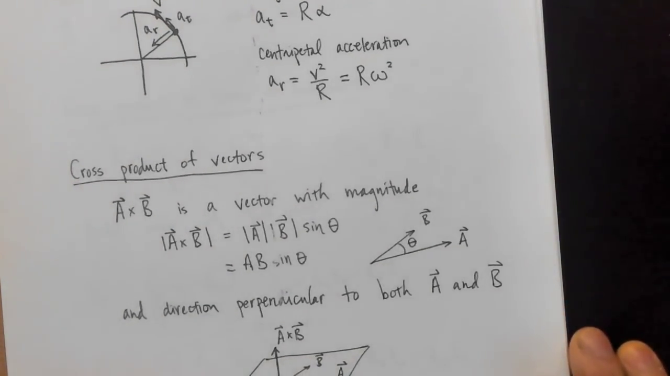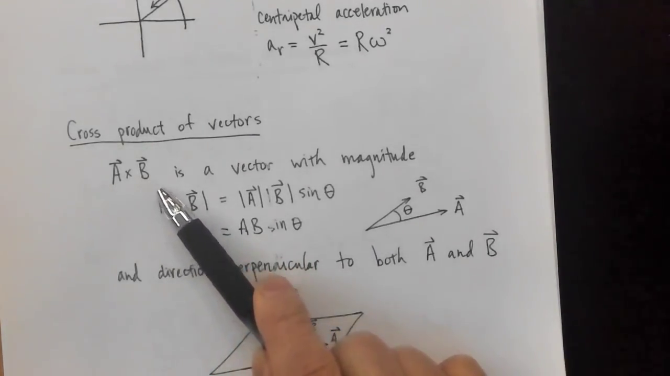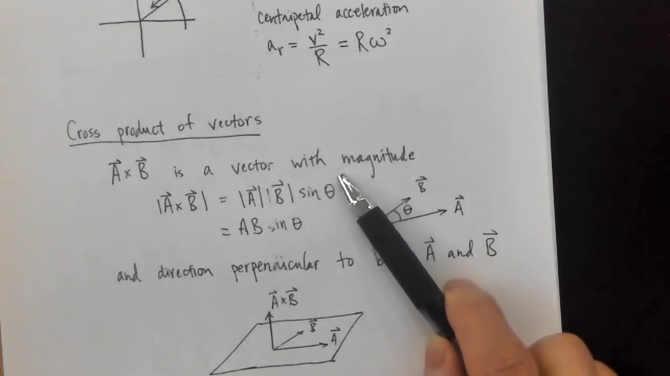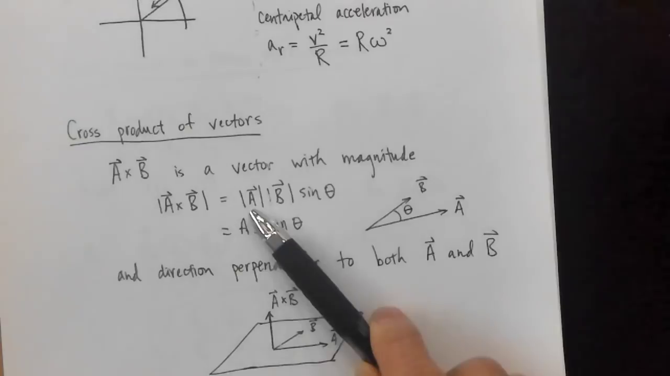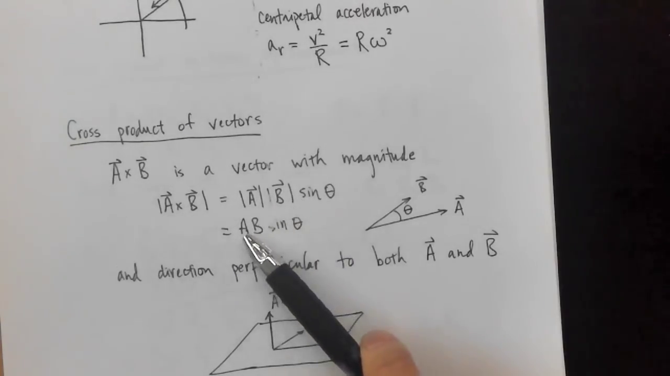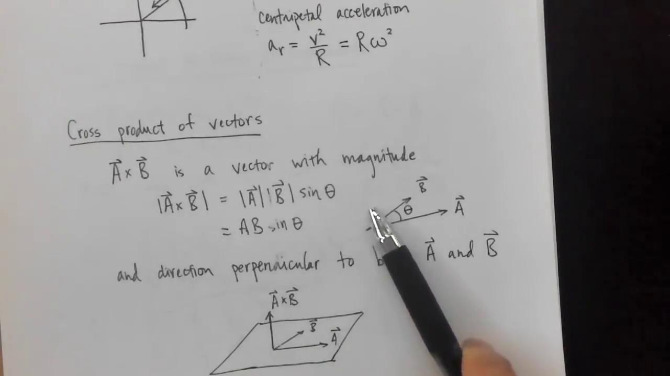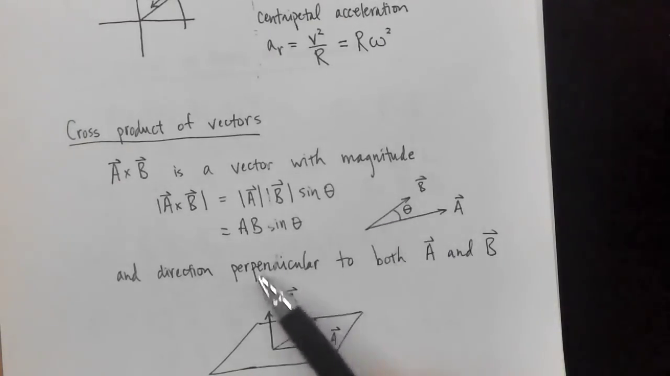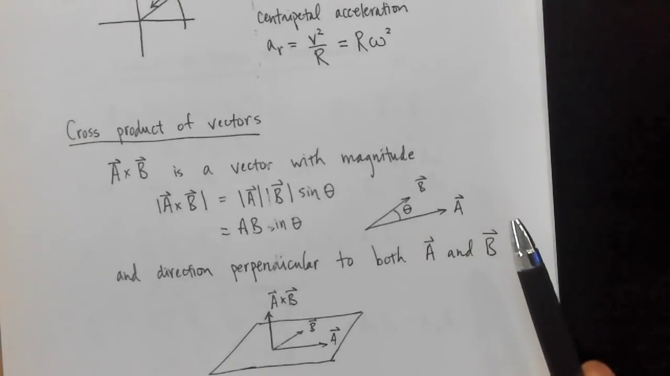Okay, next thing is the cross product of vectors. A cross B is a vector, and that vector has a magnitude. The magnitude of A cross B is the magnitude of A times the magnitude of B, which you can write as just A times B, times the sine of the angle between them. Usually I call it phi, but it doesn't matter what I call it. Sine of the angle between A and B.